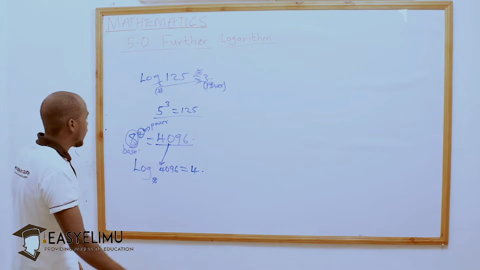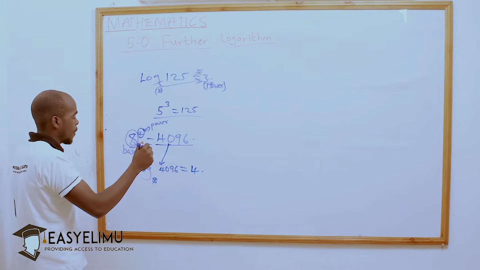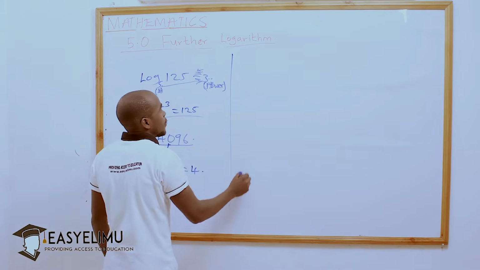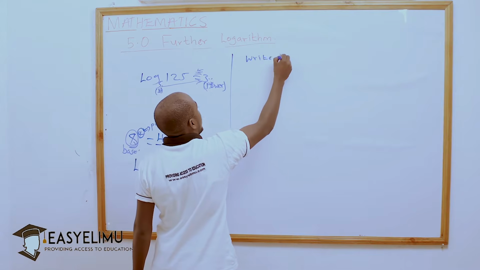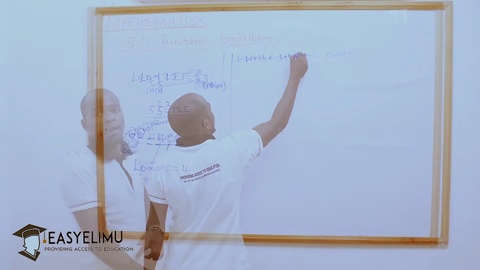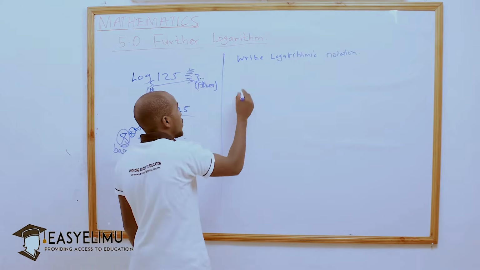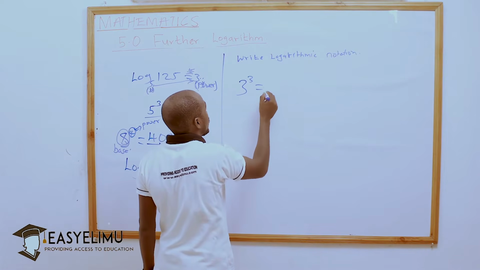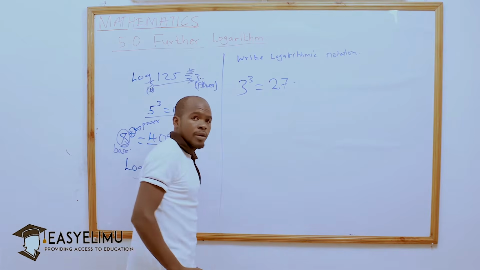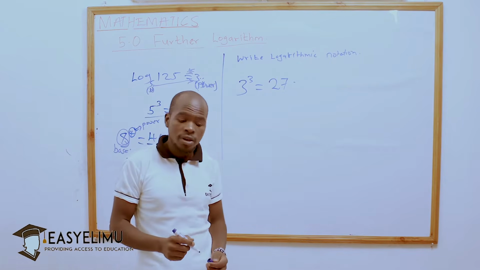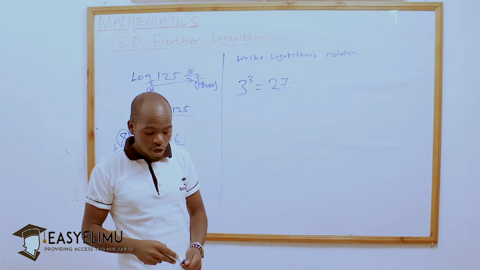Using the same technique, let me give you one. Write in logarithmic notation: 3 cubed equals 27. Use the same technique to write out in logarithmic notation.